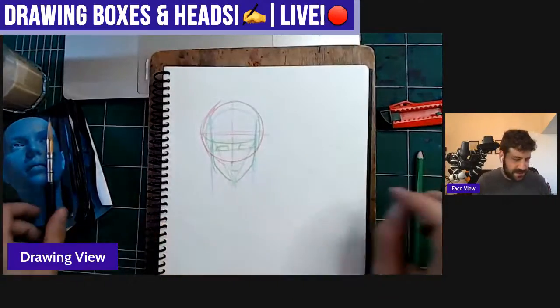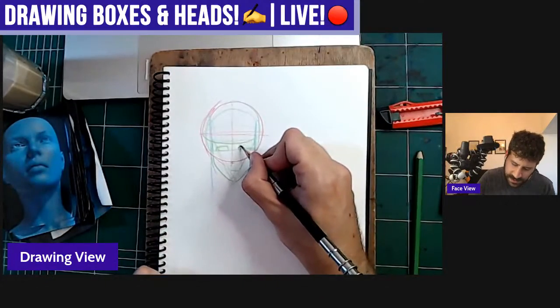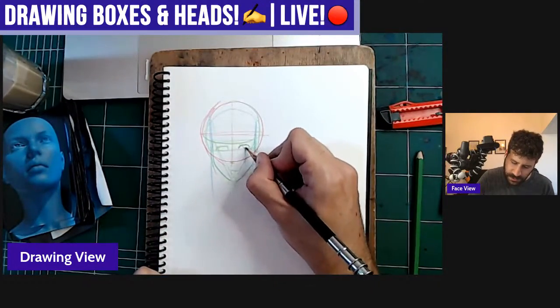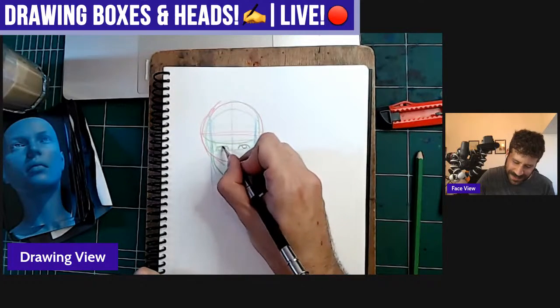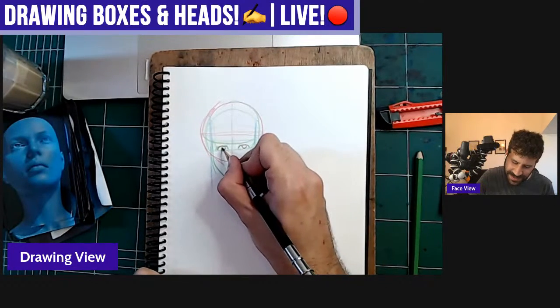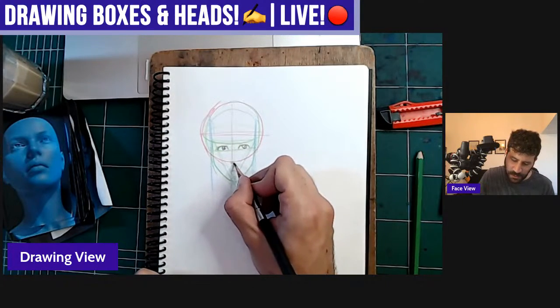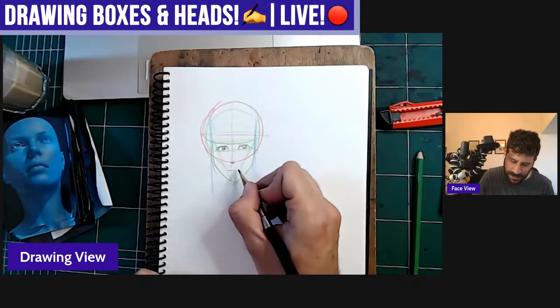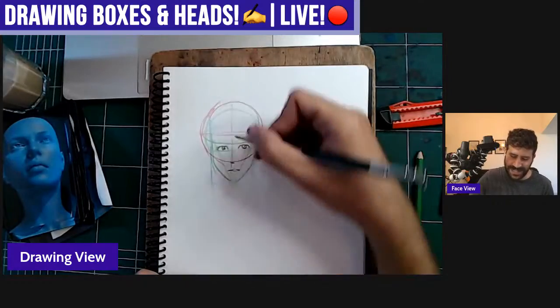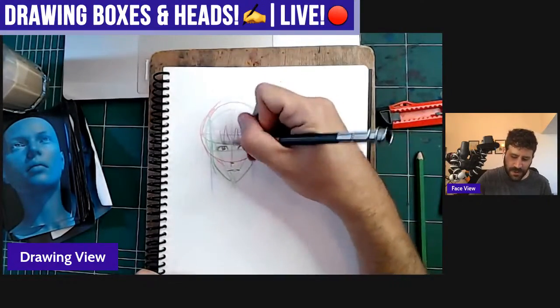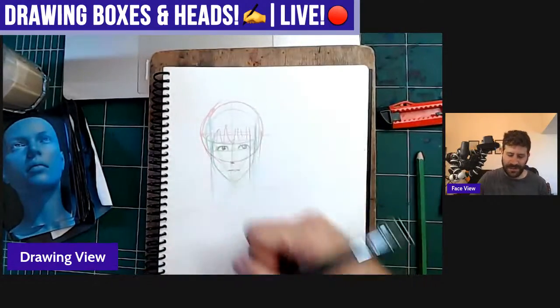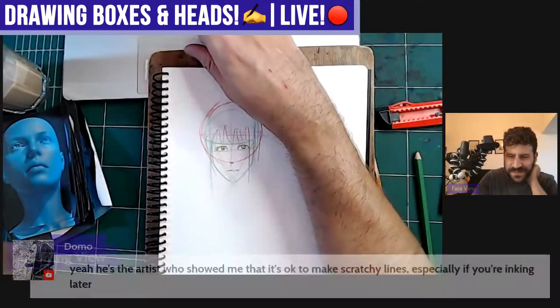Then what he likes to do is go over it with a pencil. Tell me if you're familiar with this, Domo. You've probably seen a lot of this in action, right? So he does something like that, which I like a lot. It's a crazy method. It's really by the book, but that's how he likes to do it. Then get some hair in. Barely any guidelines, and there you go. You have a character. That's funny.